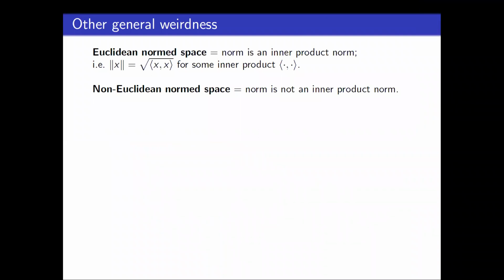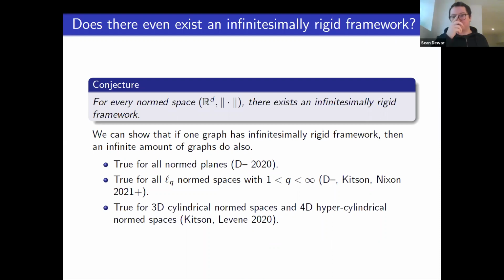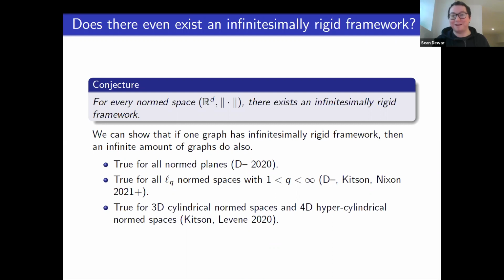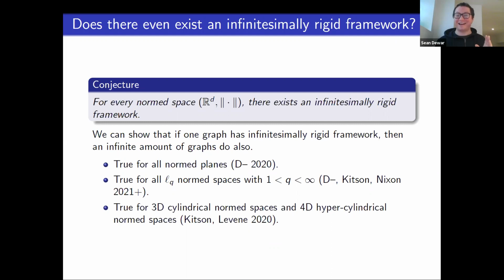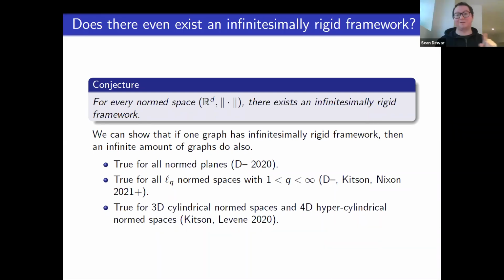Actually, can I ask a question? Yeah, sure. Is this for every number of vertices? If you go for every number of vertices, it's not true in any norm space. Okay, any sufficiently big number of vertices. This is what we want to know. Sufficiently big, is there an infinitesimally rigid framework on this number of vertices? As long as it's sufficiently big, we still don't know. Okay, so for each norm space, there exists a number of vertices with an infinitesimally rigid framework. We think. In my list, yes, that's true.